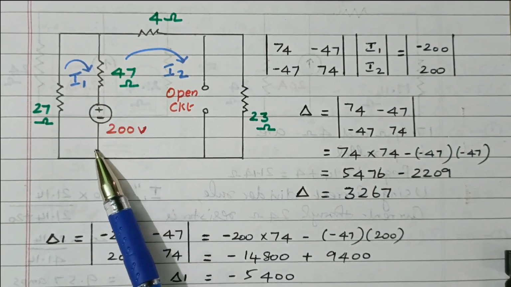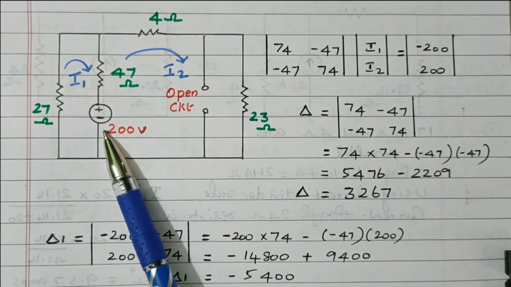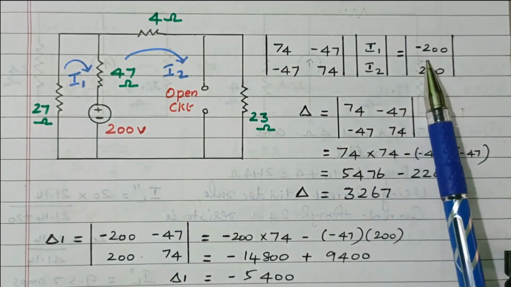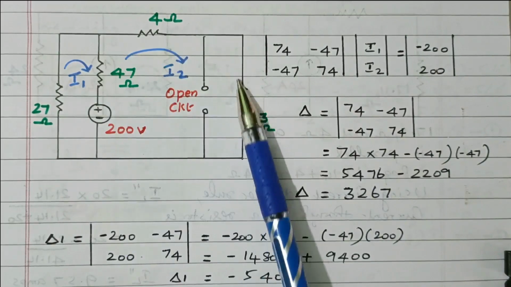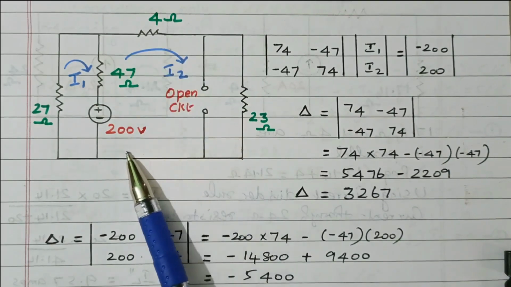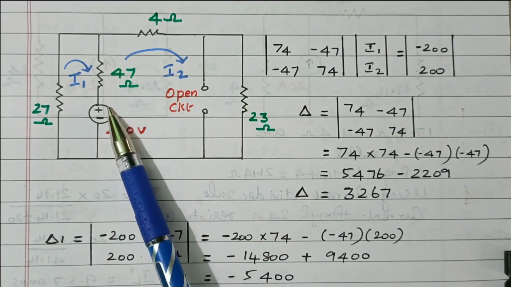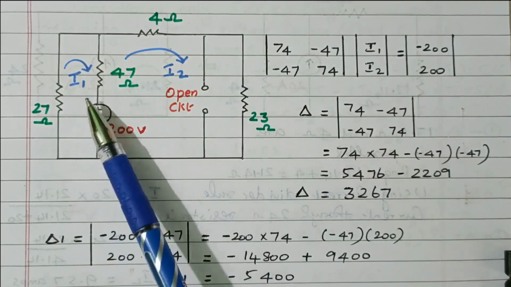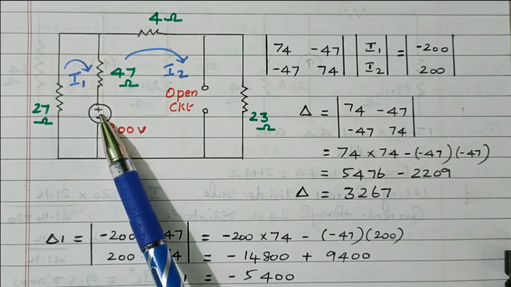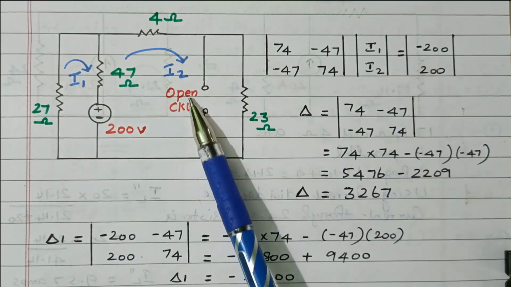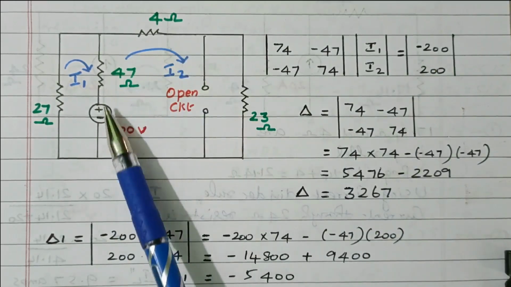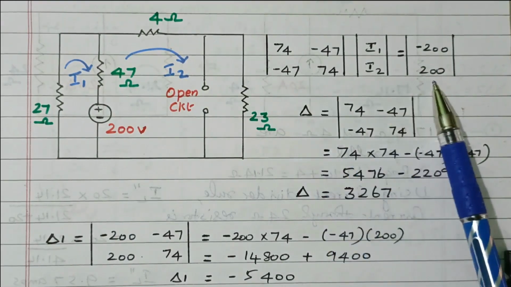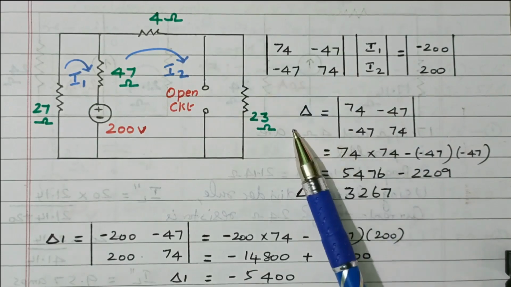Current is flowing from top to bottom, that is plus to minus, positive potential to negative potential, so it is a drop in voltage. So minus 200. In loop 2, current is flowing in this direction from bottom to top, negative to positive, so it is a rise in potential, plus 200. So in loop 1, current is flowing downwards from plus to minus, so minus 200. In loop 2, current flowing upwards, negative to positive, so plus 200. Now we have framed the matrix. This is nothing but our delta value.